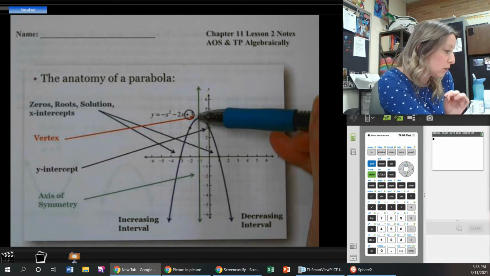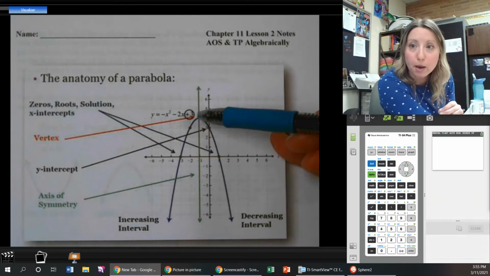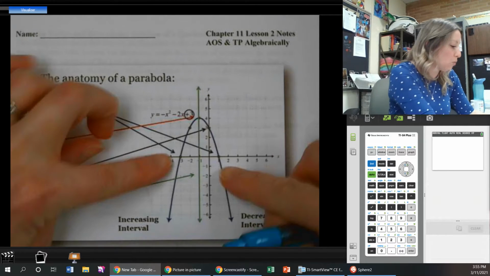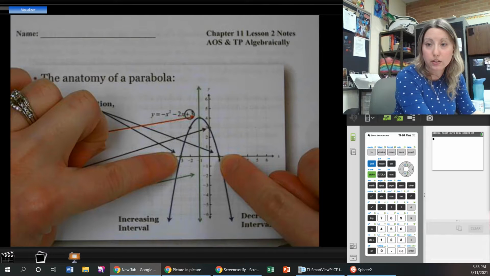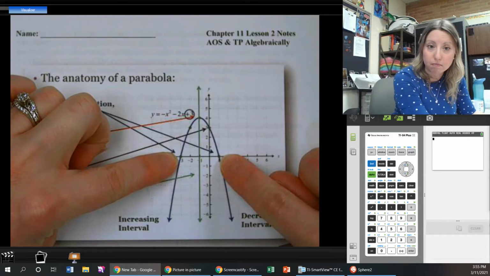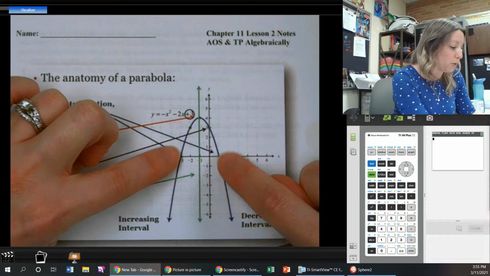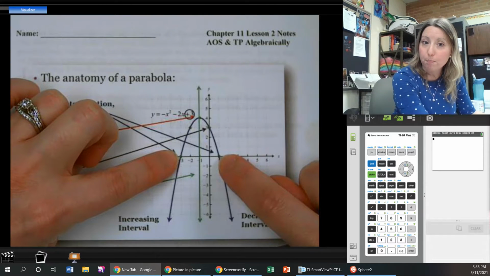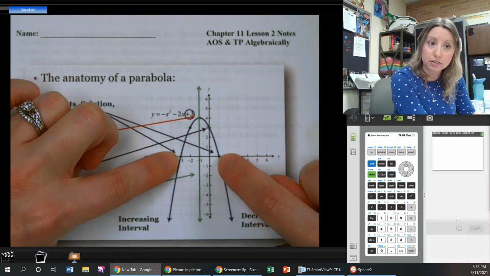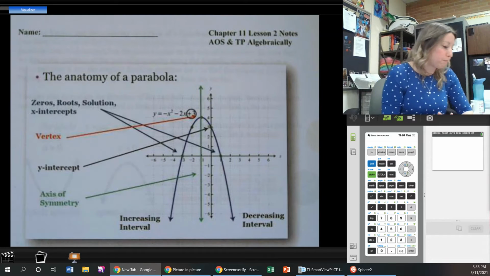And lastly, the zeros or roots or x-intercepts, however you want to say that, are where the parabola touches and crosses the x-axis. Okay? These points always have a y value of 0 because they're right on the x-axis. And that's, of course, where the y value is 0.